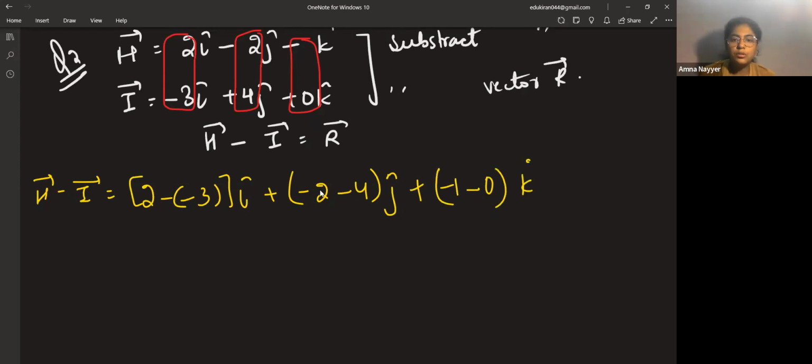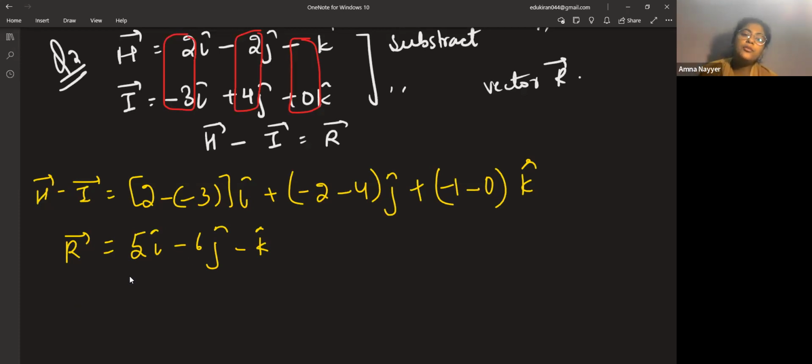Difference is that we used to add these. Now we are subtracting these. So resultant is 2 minus minus 3 becomes plus. 2 plus 3 is 5, 5 i cap. Then minus 2 minus 4 becomes minus 6 j cap. Minus 1 minus 0 is minus 1 k cap, or minus k cap, I would write it. Now, this is the vector. All of you, please cross-check your answer till here.